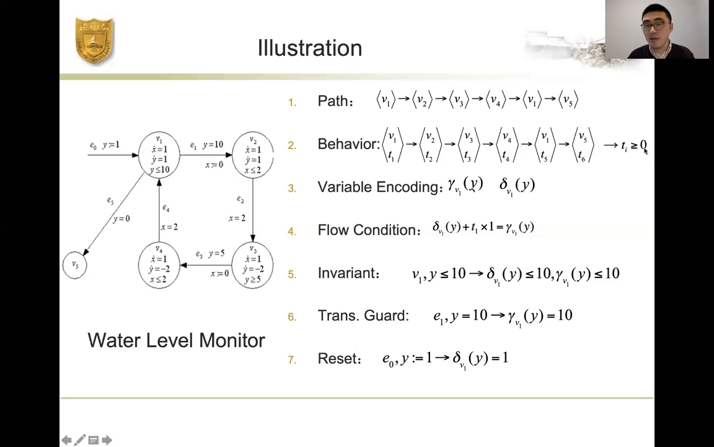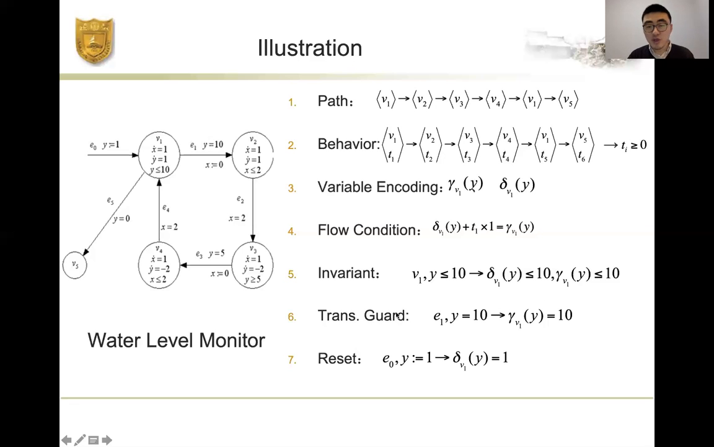Ti should be non-negative. Then we have some variables like the gamma and the delta, and we have flow conditions. For example, for V1, we have dy/dt equal to 1. So we have delta V1y plus T1 equals gamma V1y. And we also have invariants, which is here. For example, we have y smaller than or equal to 10. Both delta and gamma should satisfy that.